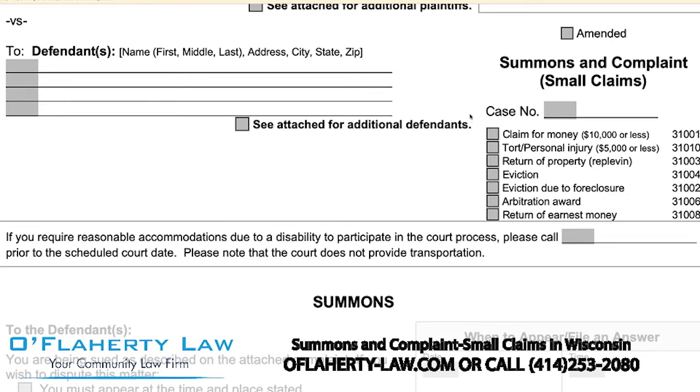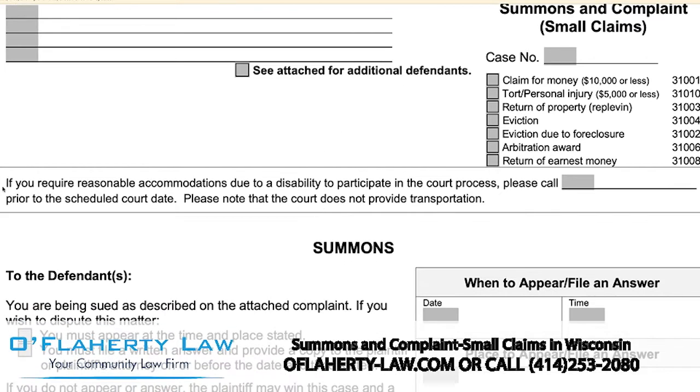Now that you've got your caption properly filled out, there's a section here where if you require reasonable accommodation by the courthouse due to a disability in order to participate in the process, it should be on that county courthouse's clerk of courts page. There should be a number that you can put in that someone could call if they require accommodation. If you can't find the number on the website, just call the clerk of courts and ask someone, what number should I include on my small claims summons and complaint form if someone requires reasonable accommodations, and put that there.